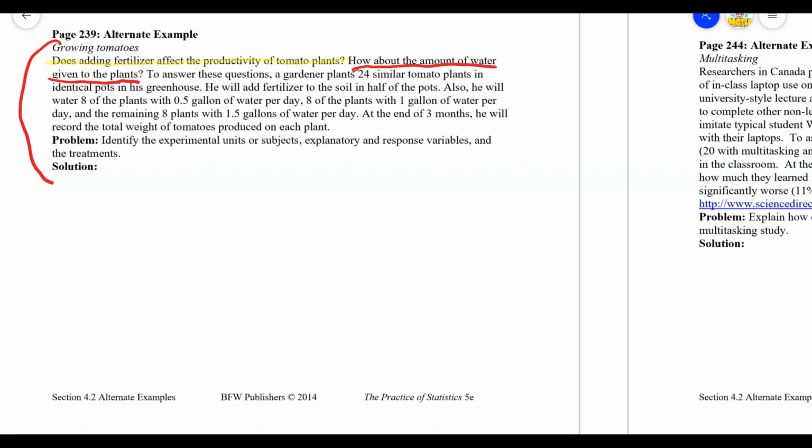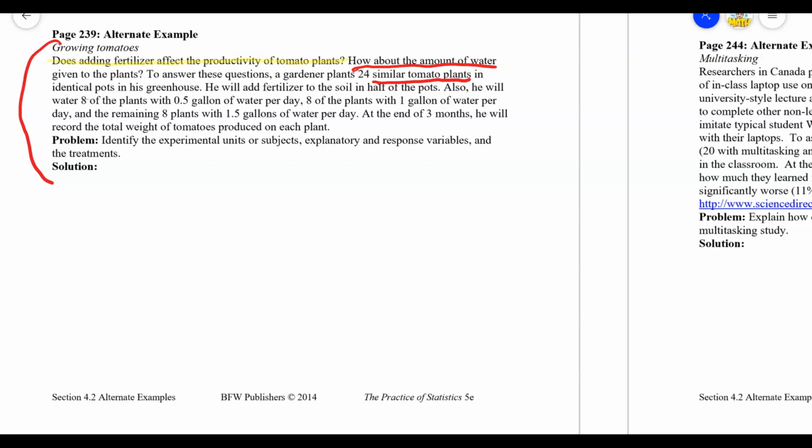So the gardener plants 24 similar tomato plants. Okay. So here's something he's controlling for, right? The plants are at least similar, in identical pots in his greenhouse. So again, he's controlling for the type of pots he's using. He's controlling for really like sunlight and probably a lot of other variables by having the greenhouse, right? So here we have all these controls that we can observe in this experiment.